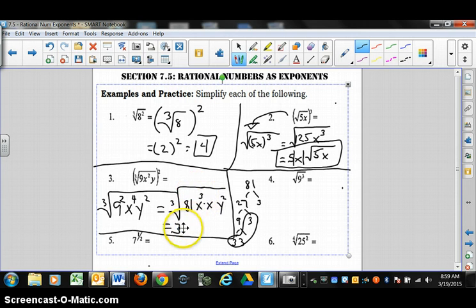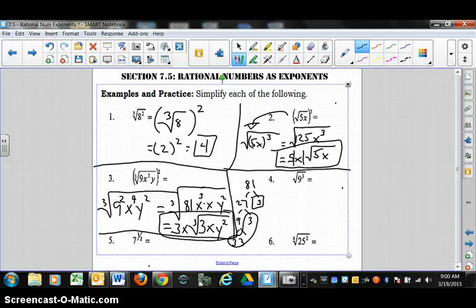I'm going to pull this x to the outside, and that's all I can pull out, and then I have times the cubed root. I still have this 3 left in, I still have this x left in, and I still have y squared left in. So here's my final simplified form, quote-unquote simplified form, of problem number 3.